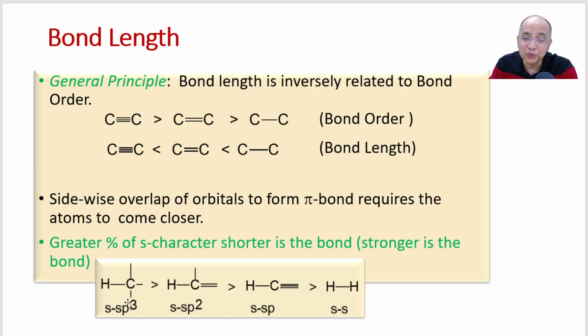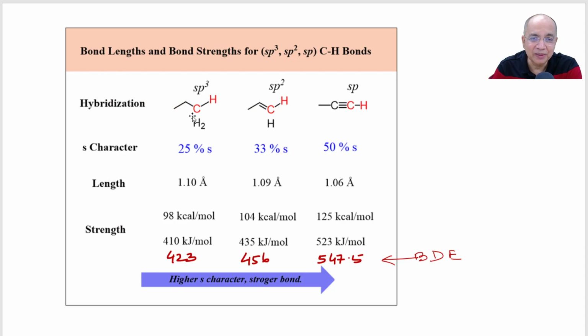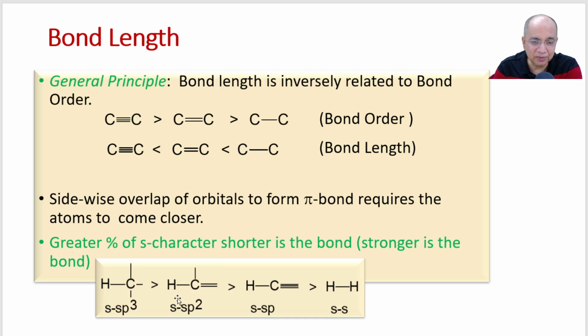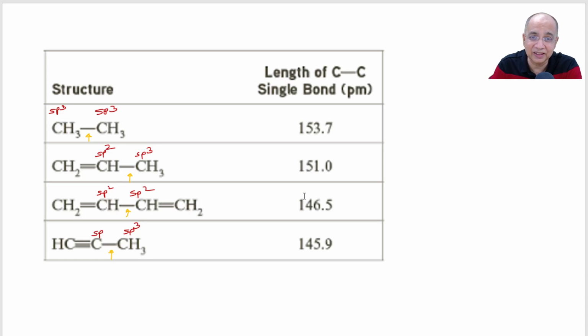Also, if the S character of a bond is more, which makes the bond stronger, that same reason will make the bond shorter. I have already told you this example. Because this is a stronger bond, the C-H bond length is less. Because it is the weakest bond among the three, the bond length is greatest, right? So the percentage of S character decides both the bond energy as well as the bond length.